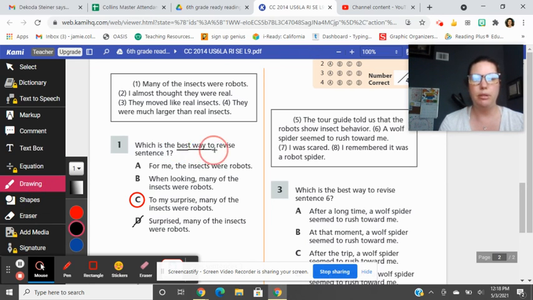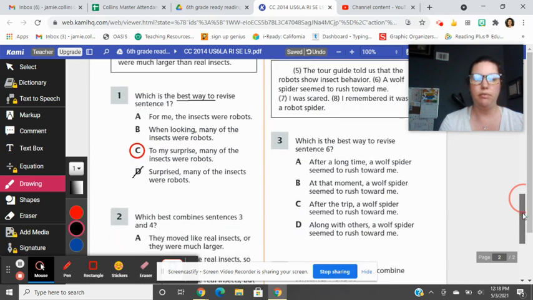So that's what you're going to be doing for numbers 2, 3, and 4. And then turn in your answers, this page, into your assignment for today.